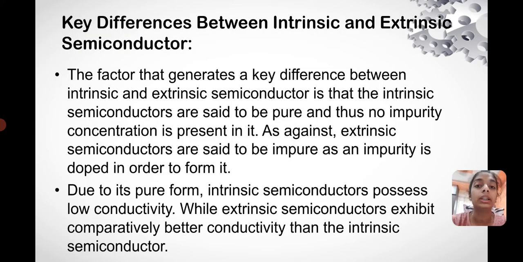Key differences between intrinsic and extrinsic semiconductors. The factor that generates a key difference between the intrinsic and extrinsic semiconductor is that the intrinsic semiconductors are said to be pure and thus no impurity concentration is present in them, as against extrinsic semiconductors, which are said to be impure as an impurity is doped in order to form them. Due to its pure form, an intrinsic semiconductor possesses low conductivity, while extrinsic semiconductors exhibit comparatively better conductivity than the intrinsic semiconductor.